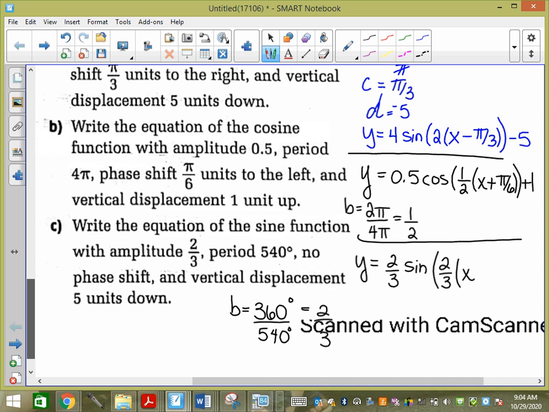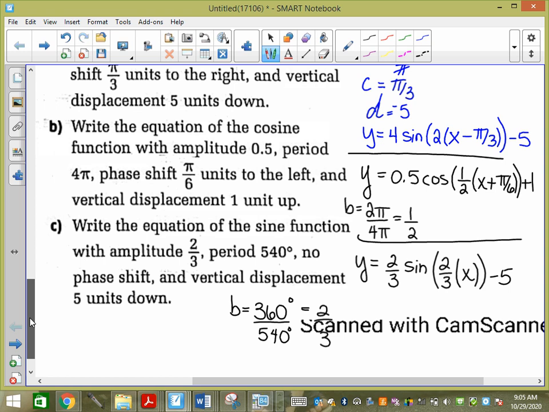Bracket x, no phase shift. I'm really extra bracketing there. I didn't need those middle brackets. I just really wanted to. And then 5 down. So you could have just gone 2/3 x. So this isn't crazy if your transformations are good, right?